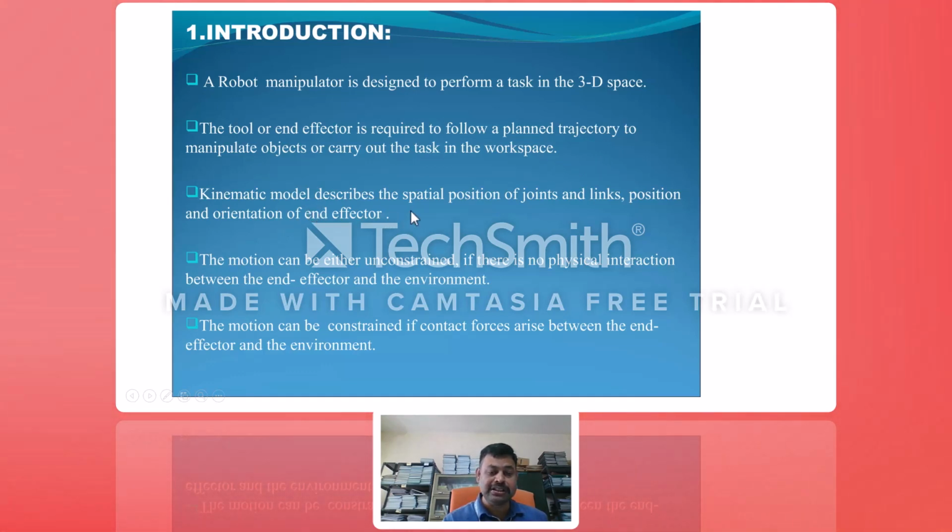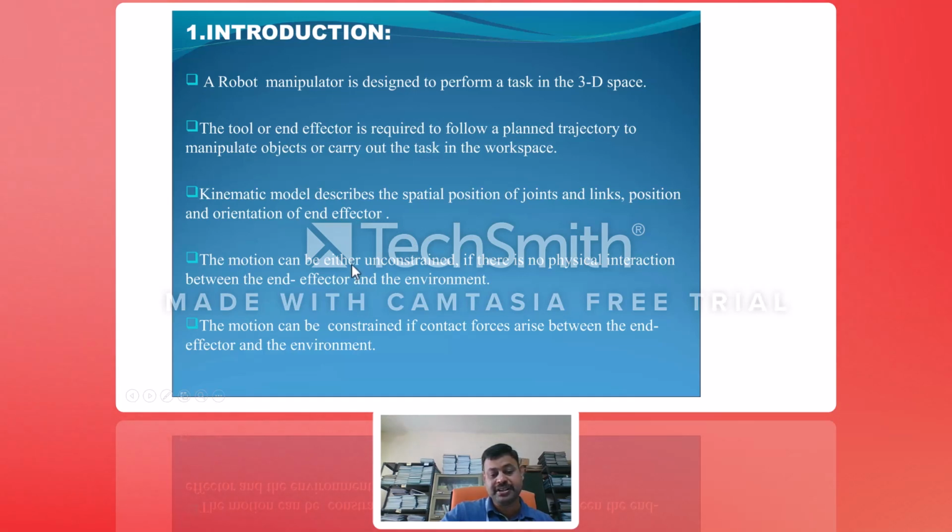The kinematic model describes the spatial motion of joints and links, and the position and orientation of the end effector. So the spatial position of various joints, as shown in the previous slide, and similarly links, and the position and orientation of the end effector are also important to describe a kinematic model of the robot.